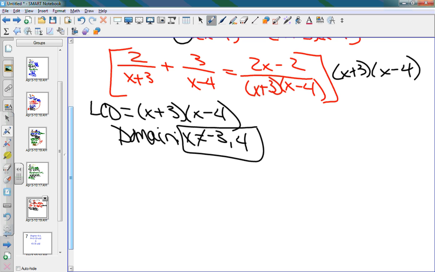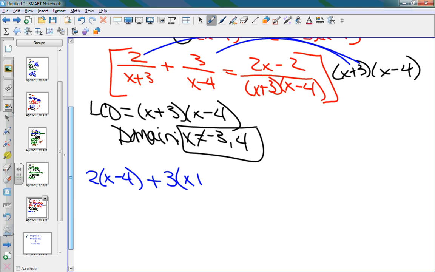So now, what cancels? I have 2 times x minus 4. And what happens there? X plus 3. The x minus 4's cancel, and I'm stuck with the x plus 3 still.